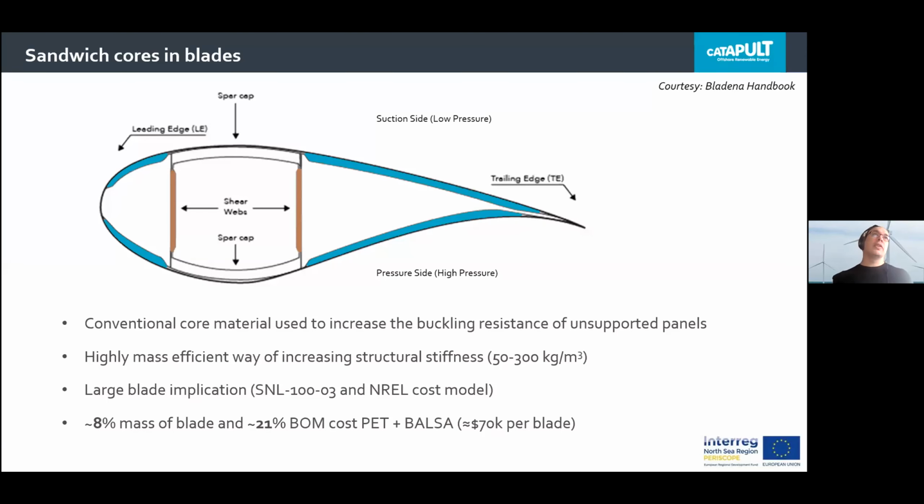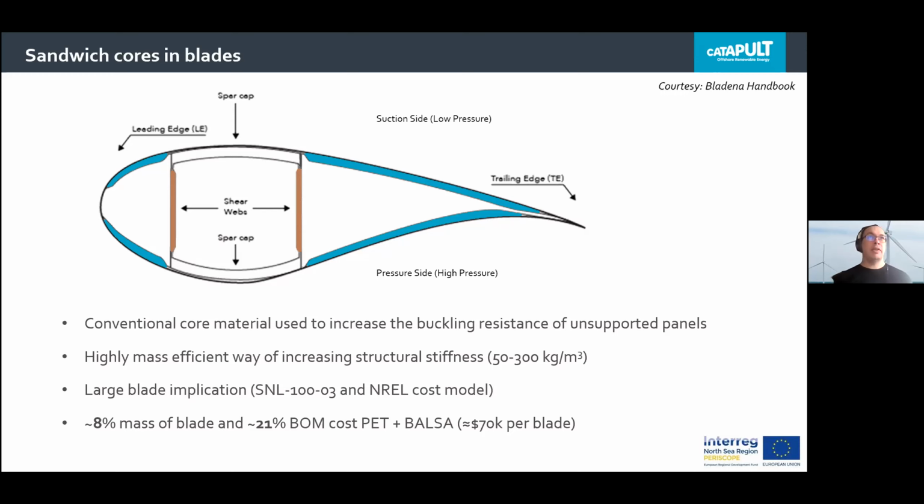So first of all, sandwich cores in blades are quite a fundamental lightweighting methodology to invoke stiffness in a structure without having an undue weight penalty. So basically, they're used to increase buckling resistance between unsupported panels.